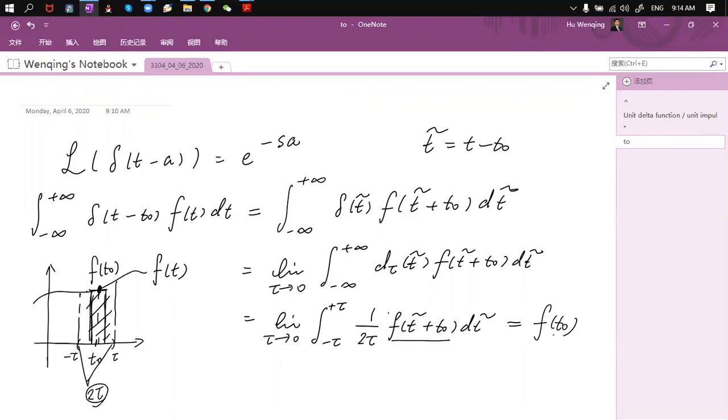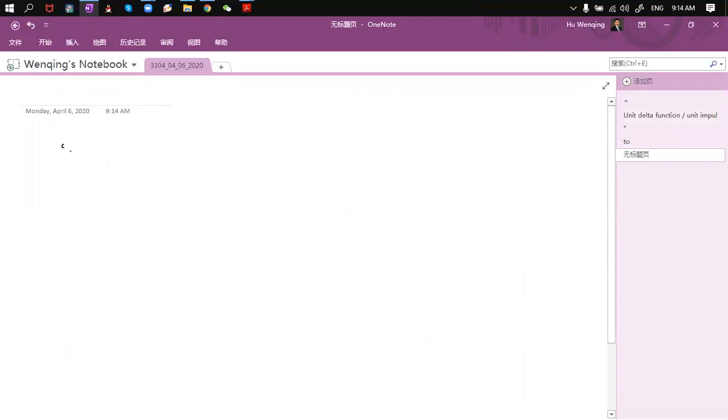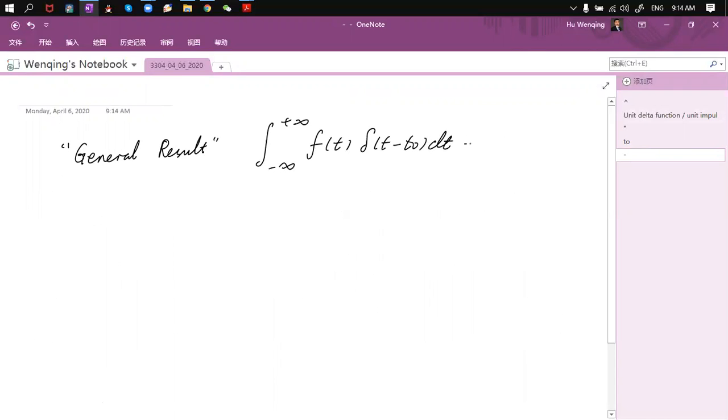And what does this result say? It says that the integral from minus infinity to plus infinity of f(t) multiplied by delta of t minus t0 dt is equal to f of t0.